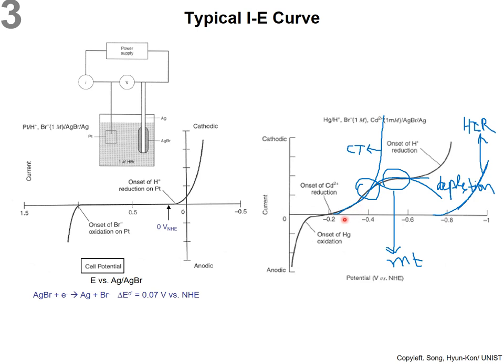Okay, so let's go to the more positive direction of the potential from minus 0.2. And then you could also observe an exponential increase of the minus current, which is responsible for mercury oxidation.